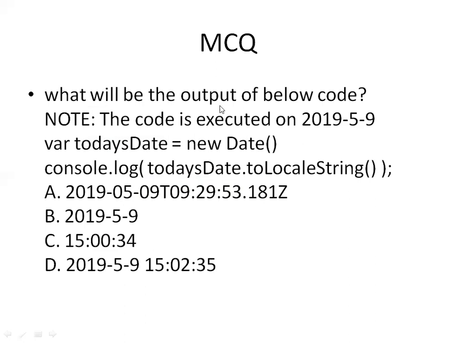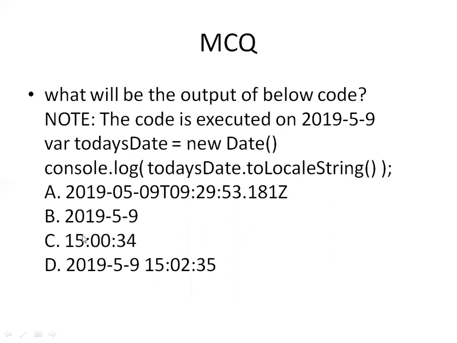Date objects. What will be the output of the below code? Here, the code is executed on 2019-5-9. As we all know, 2019 is the year, 5 is the month, 9 is the date. Today's date is equal to new Date(). Here we are using the date constructor. Today's date is a date object currently holding the current date. console.log of today's date dot toLocaleString. With the help of toLocaleString, we can convert the date and time into a string.